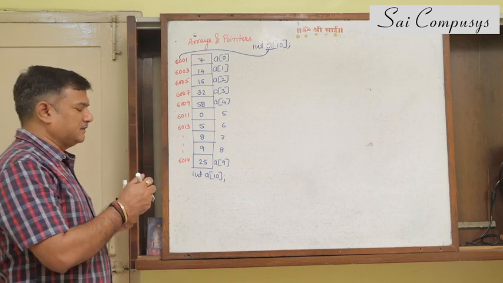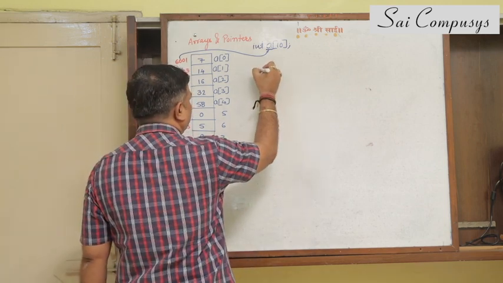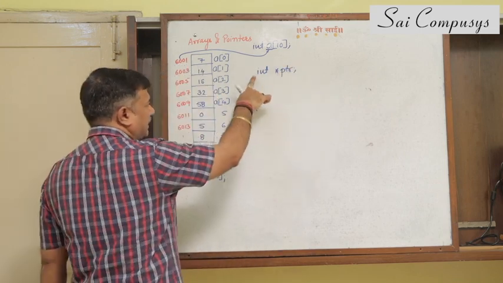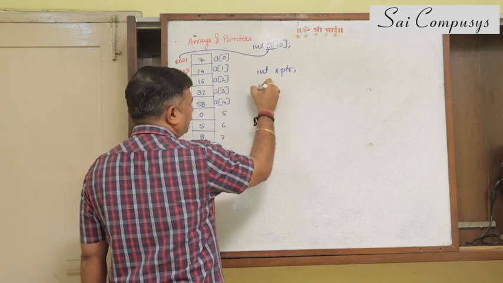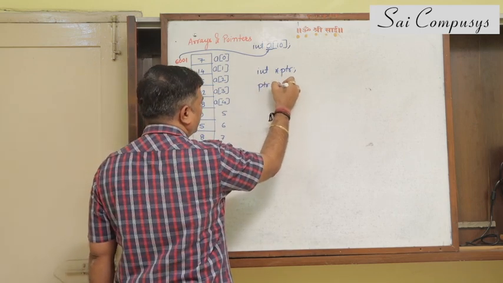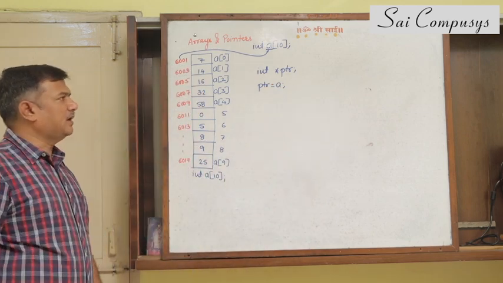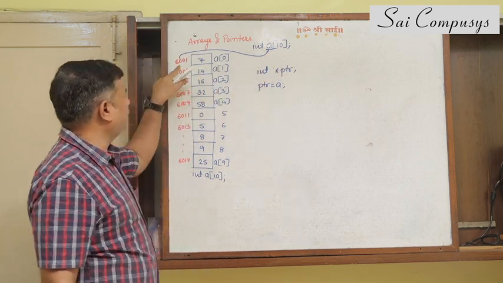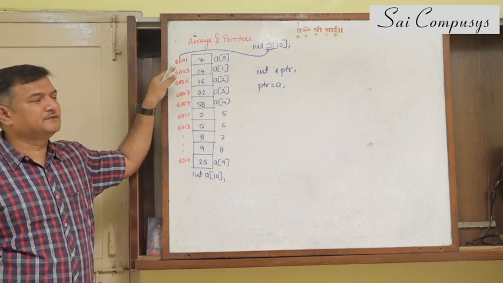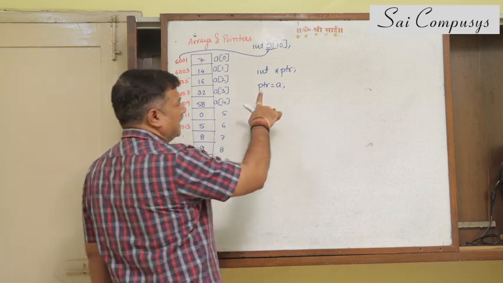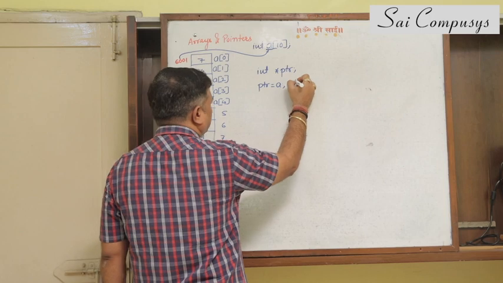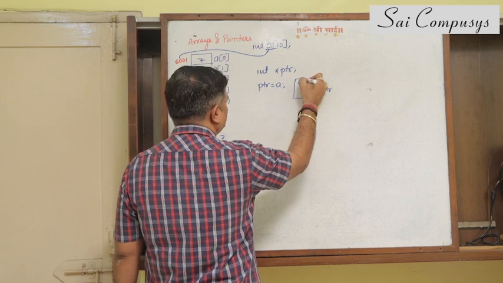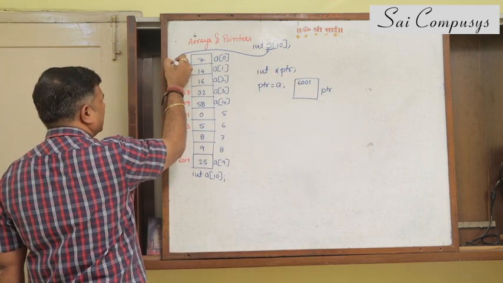Second, one more interesting thing, see. If I define a pointer variable, int star ptr, a pointer which contains the address of an integer, and if I write ptr equals a, where a is the name of the array, and as I said just now, the name of the array always contains the starting address. Now what I have done here is, I have stored the starting address in a pointer variable called ptr. This is my pointer variable ptr. It contains the starting address of the array.